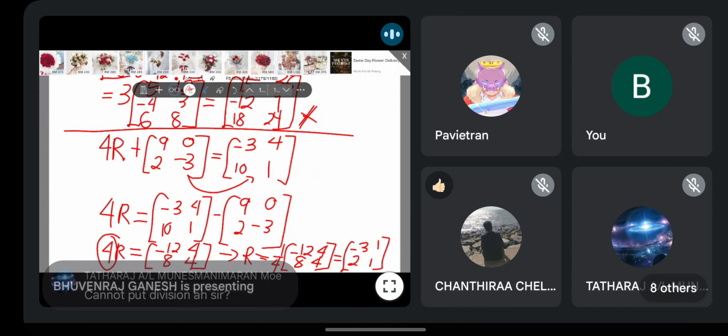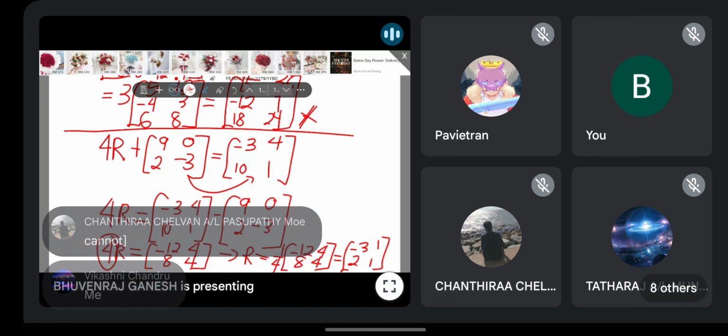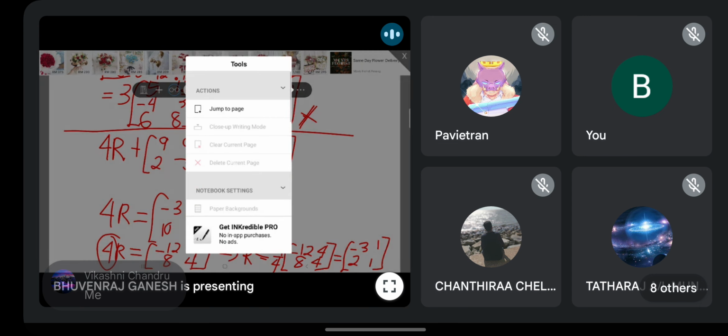Anyone new here? First of all, those who first time join, cannot put division. Usually we won't write the division sign. Okay, for those new here, first time join. Okay, wait.